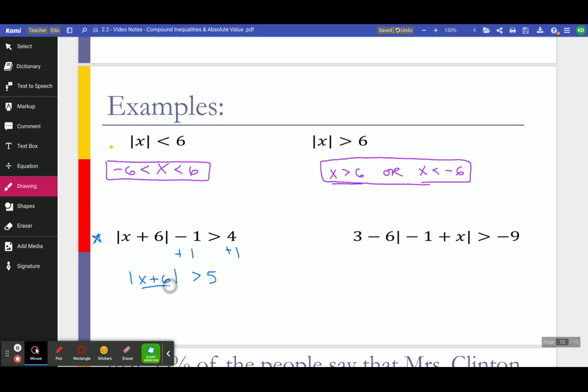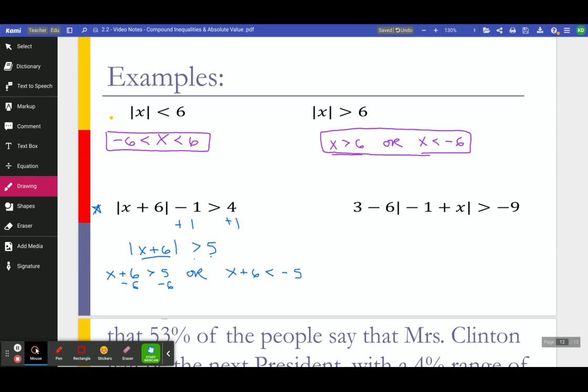So I'm going to take this stuff from inside my absolute value bars. x plus 6 is greater than 5, or x plus 6 is, flip and change, less than -5. So when I go to graph this, we're going to get, minus 6, which is x is greater than -1, or minus 6, x is less than -11.